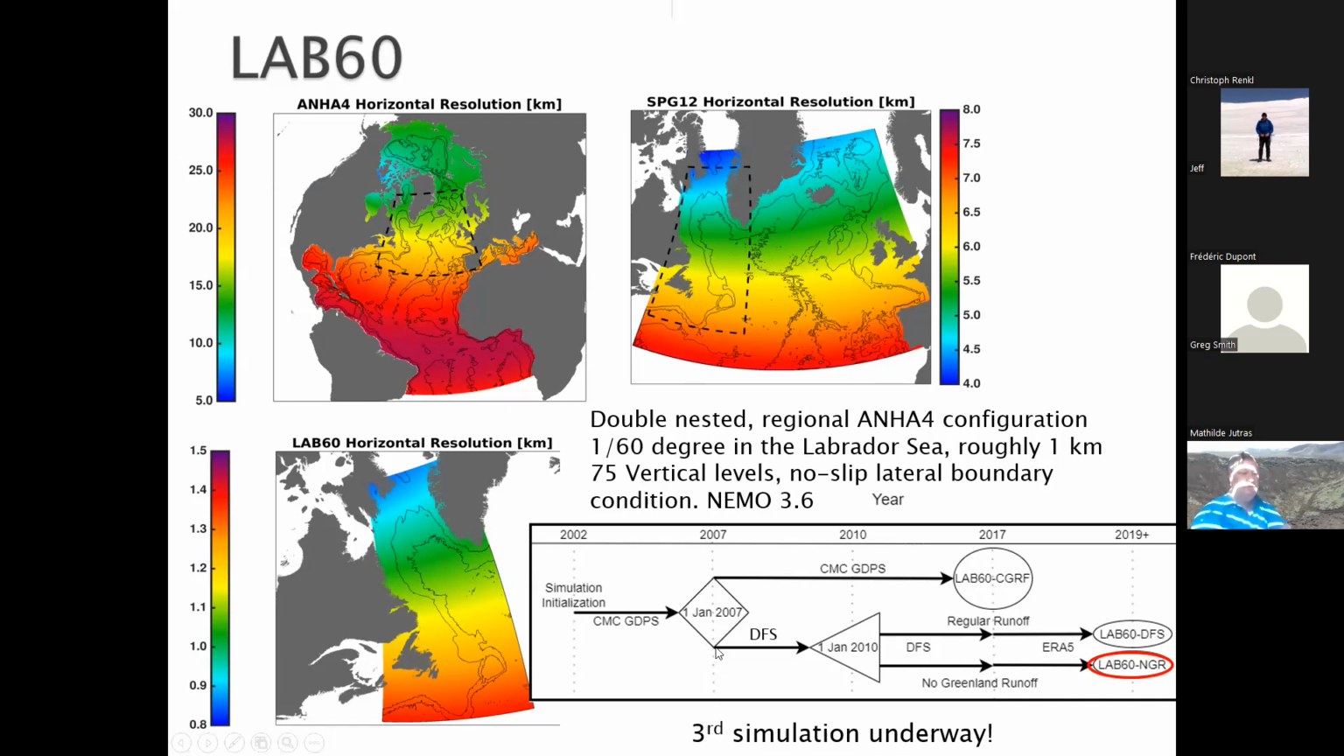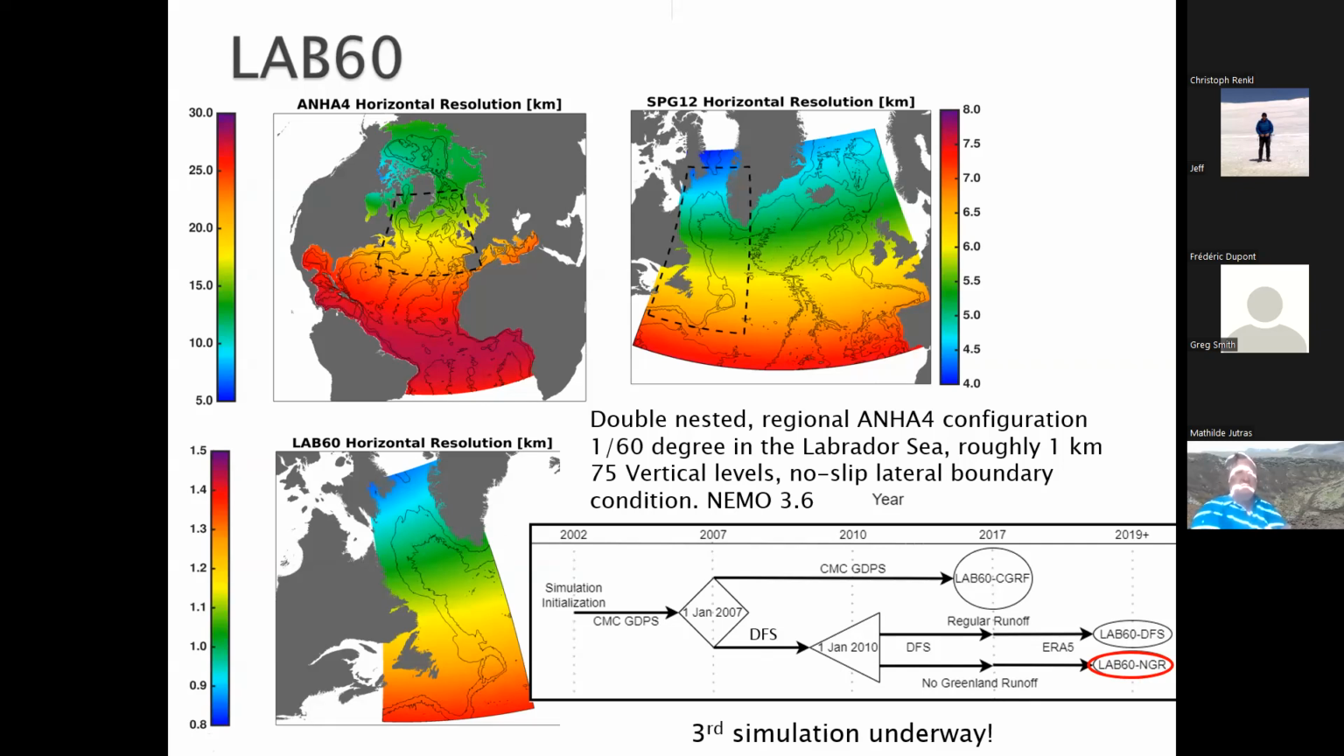And we're now working on our third 1/60th Labrador Sea, so we can do sensitivity. We originally forced it with the GDPS. For various reasons, we ended up with too much stratification, shutting down the convection, so we switched to DFS, and over more recent years, ERA5. And we're also running now an experiment without Greenland melt to really understand what happens on the shelf basin exchange, the role of that Greenland melt.